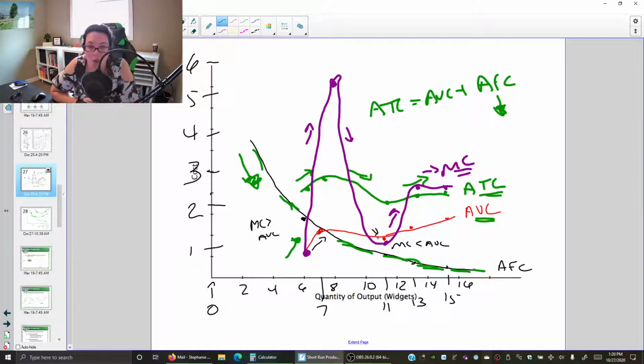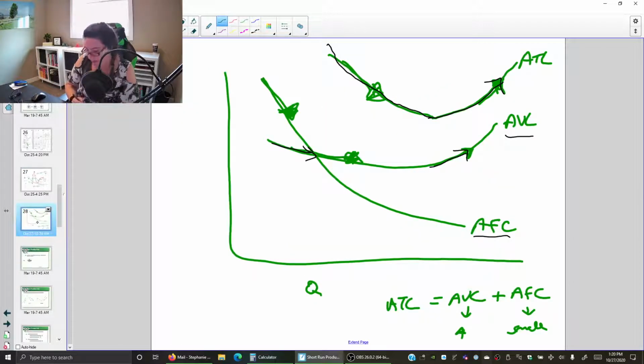When the marginal is above the average, it's going to pull the average up. So this curve that we're seeing in our average variable cost is tied to what's happening to the marginal cost. If marginal is above the average variable, it's pulling it up. If marginal is below the average, it's pulling it down. Okay. Perhaps we can see it a little bit cleaner with our theoretical graphs.